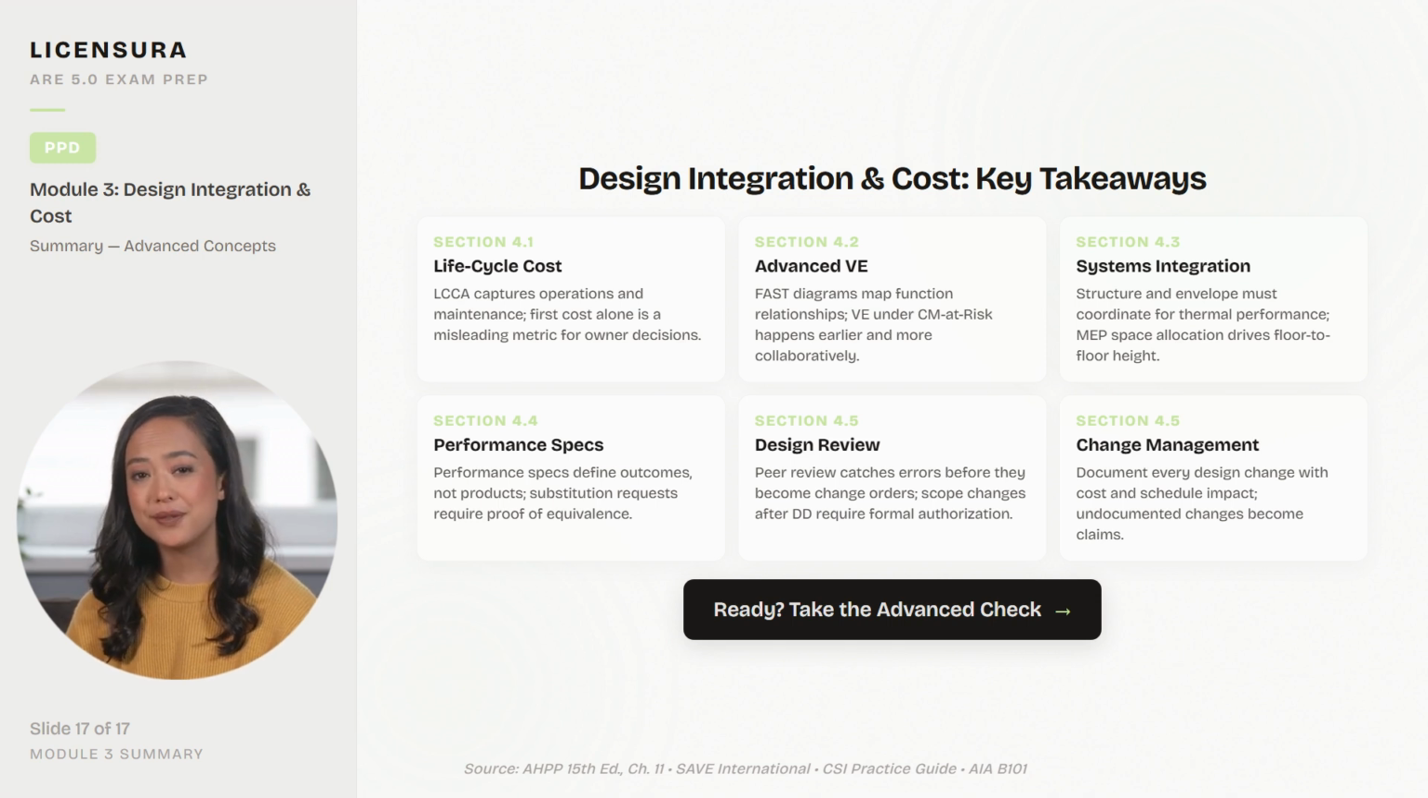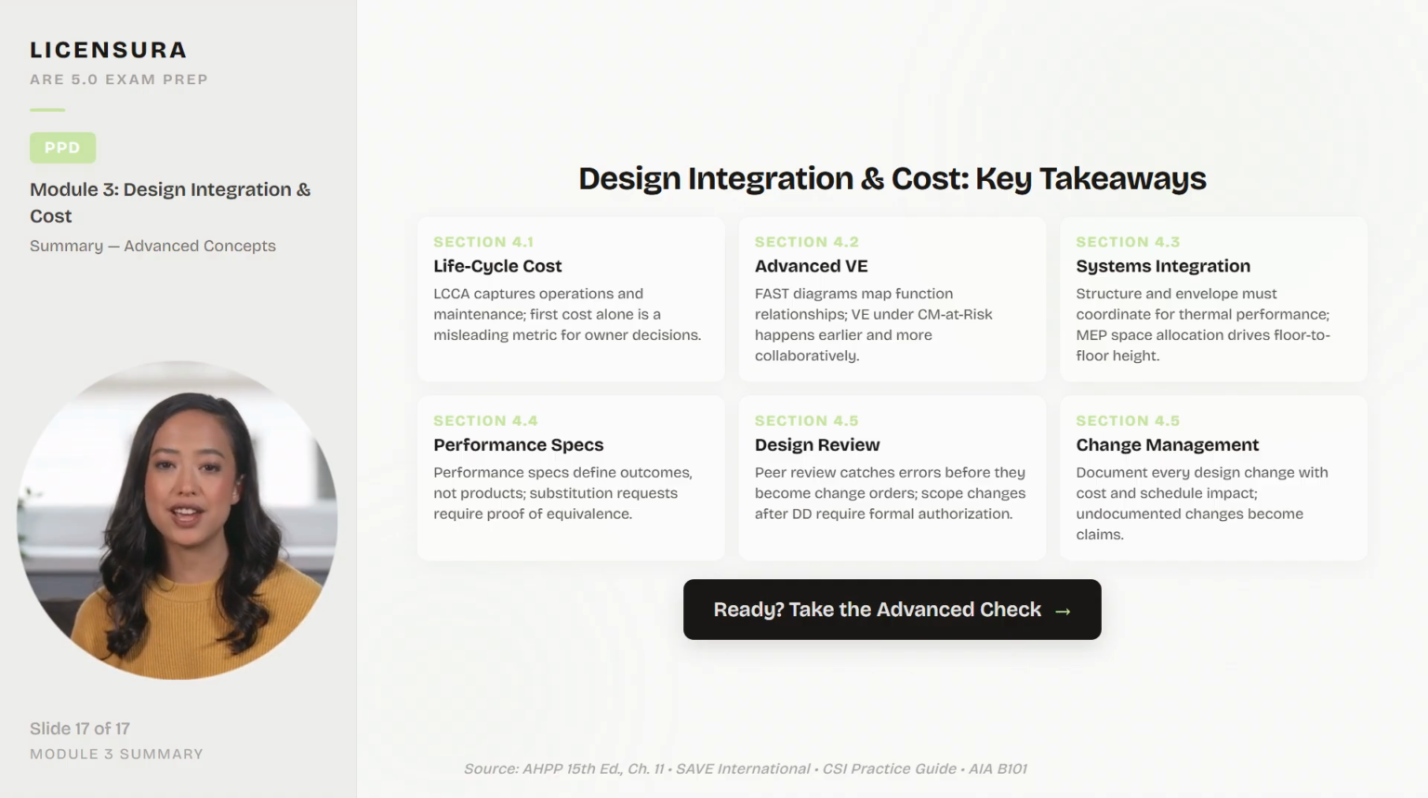Let's bring it all together. You've just worked through the entire advanced layer of project planning and design module 3, design, integration, and cost. That's a lot of material, so let's recap what you've learned and why it matters. Section 4.1, Life Cycle Cost. LCCA captures operations and maintenance. First cost alone is a misleading metric for owner decisions.